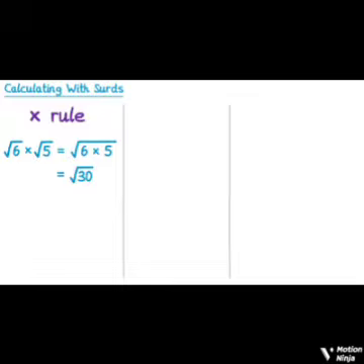You can also apply this rule in reverse. So if we took a surd like the square root of 12, this is the same as the square root of 6 times 2, which is the same as the square root of 6 multiplied by the square root of 2.